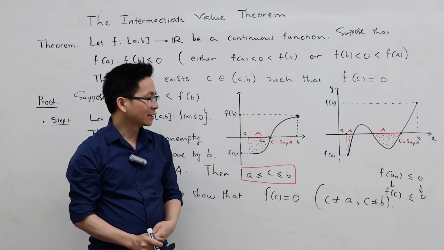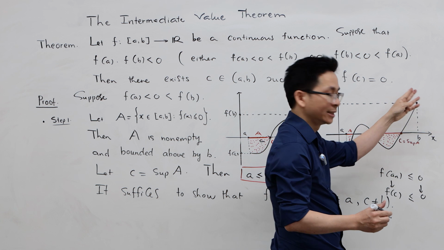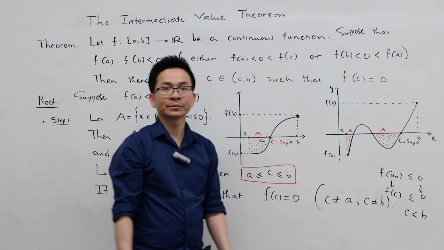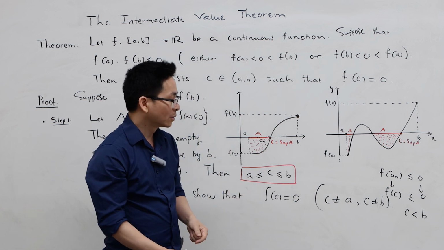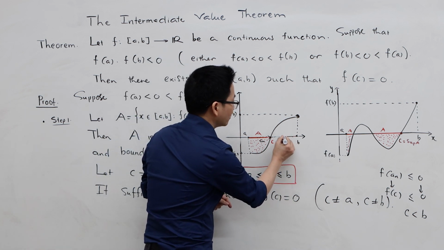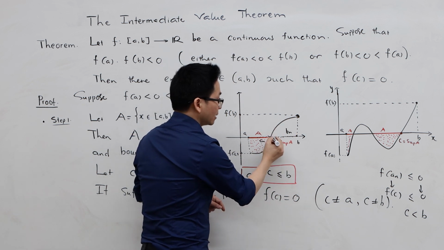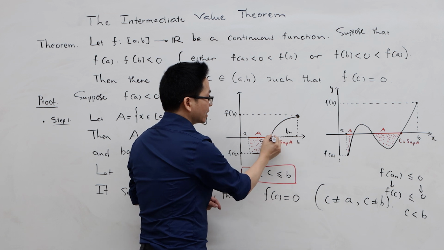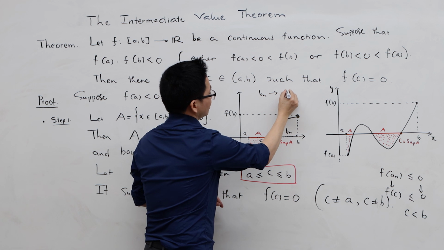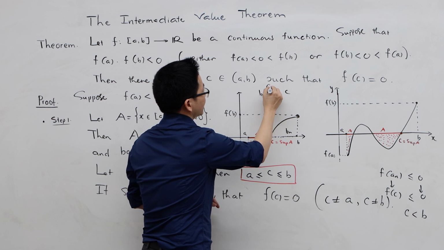Okay. And therefore, c cannot be b because you know that f(b) is greater than 0. So, therefore, c has to be strictly less than b. Okay. c is strictly less than b. Now, because c is strictly less than b, we can always find another sequence, b_n, that is in the open interval (c, b) converging to c. Okay, so we can find b_n converging to c, and b_n is in the interval from c to b.